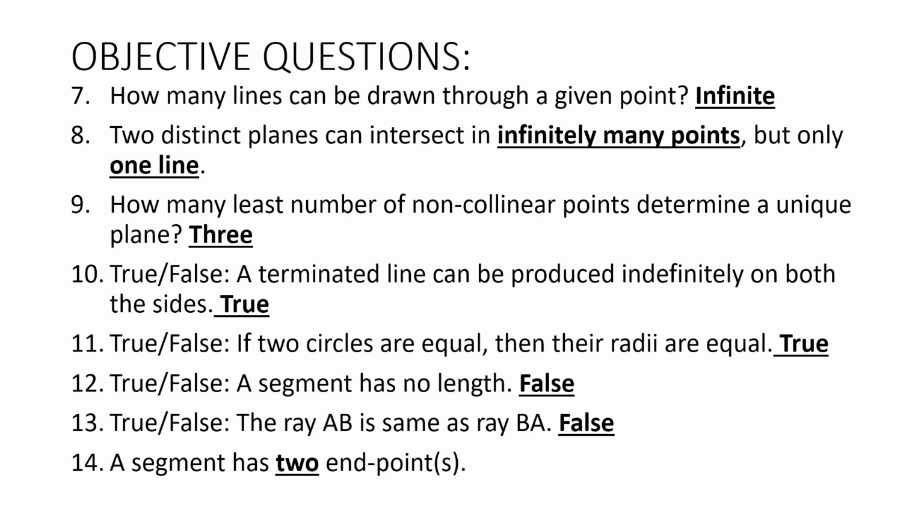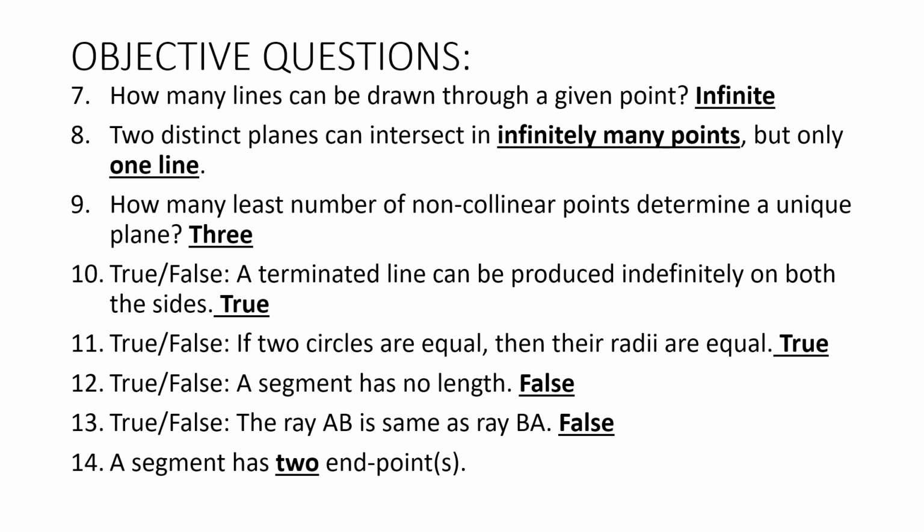Non-collinear means they are not in the same line. So, at least you need 3 points which are non-collinear to determine a unique plane. True or false? A terminated line can be produced indefinitely on both the sides. It is true. You can produce a line on both the sides.